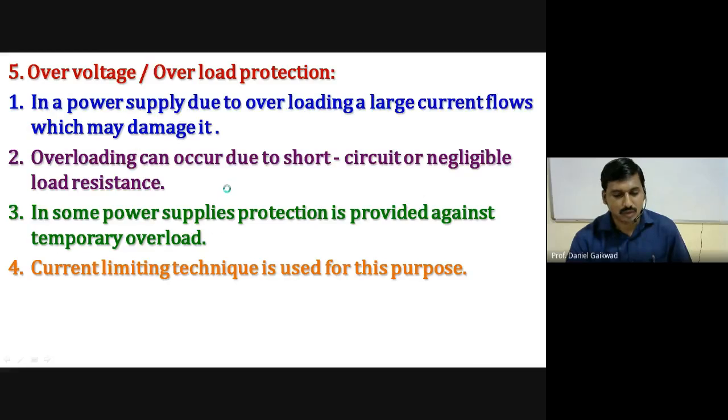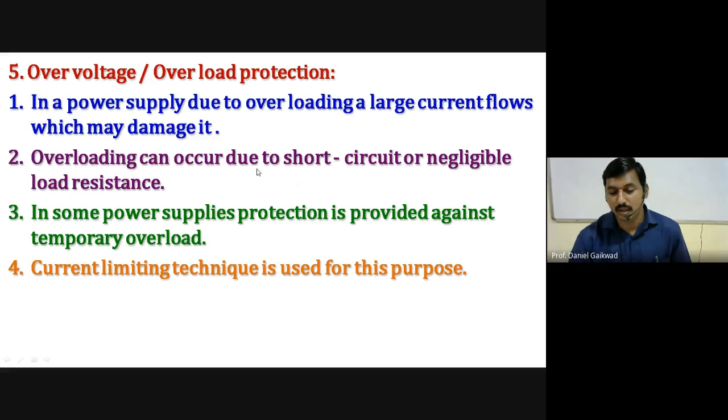Now the last, suppose the fifth, is over voltage or overload protection. This is an important part. Generally, in our regular power supply this facility is not there, but the latest power supplies have this facility, called over voltage or overload protection. Check carefully: in a power supply, due to overloading, a large current flows which may damage it. If the load resistance decreases, the load current increases, and because of that large current the power supply may get damaged. So for that also we require protection.